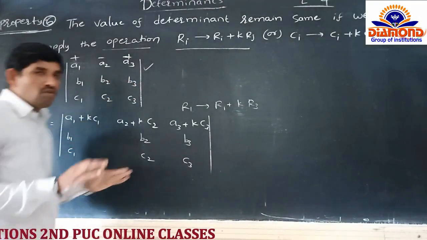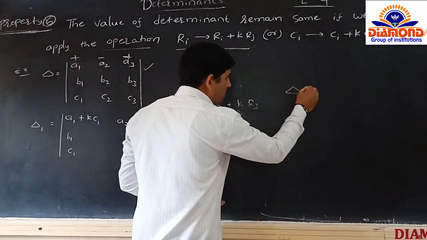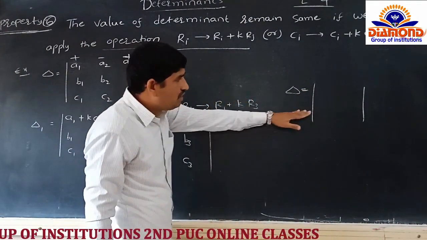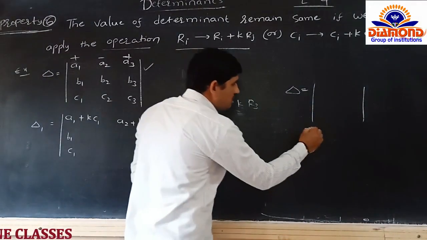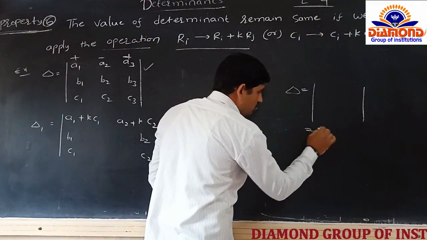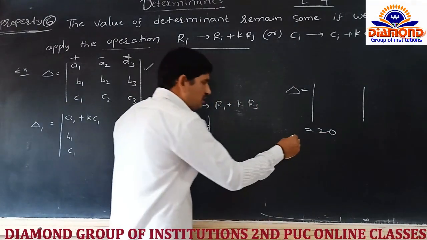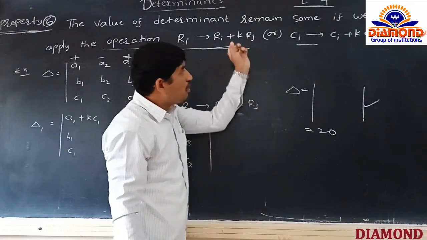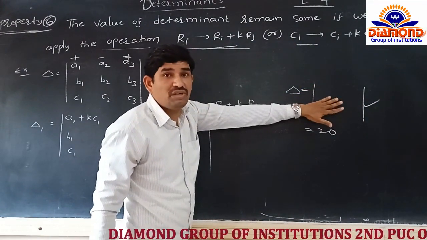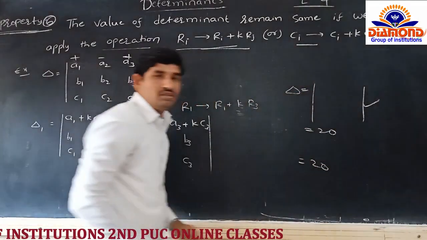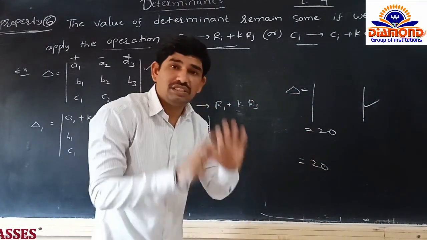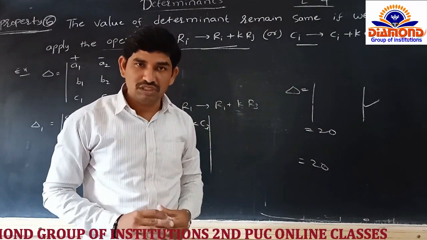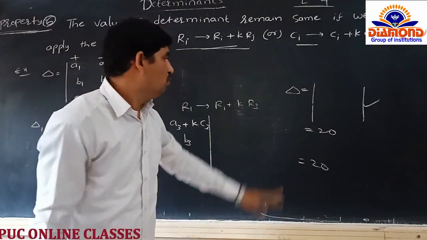Okay, let me tell you one more thing, look here. I had this determinant and I am going to expand it. If I expand it, suppose I got the answer 20. Suppose I apply these operations to this determinant and solve it, again you will get the answer 20. So there is no change in the answer if we apply this operation to the determinant. This is the concept of property number 6. Are you able to understand what I am going to say?